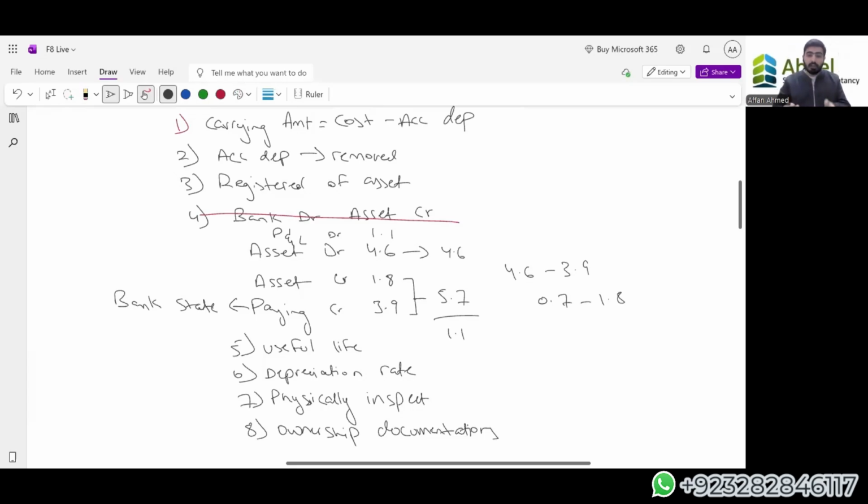Then for depreciation, confirm the depreciation is charged to the particular fixed asset register and accumulated depreciation is removed from there. Recalculate the carrying amount of the asset with the accumulated depreciation subtracted from the cost. Okay, so with this, we can easily write 7 to 8 points. 7 to 8 points is very easy for us in this particular area.